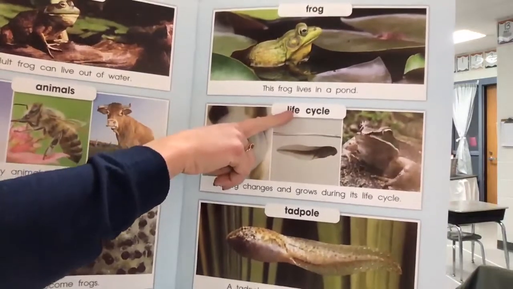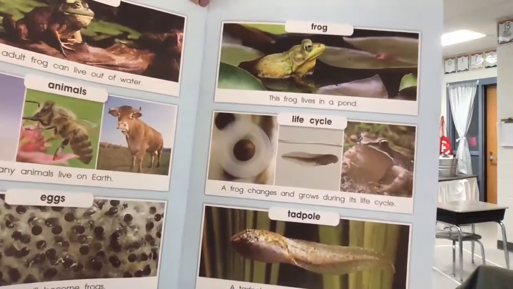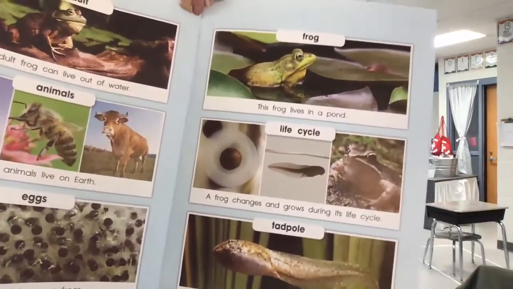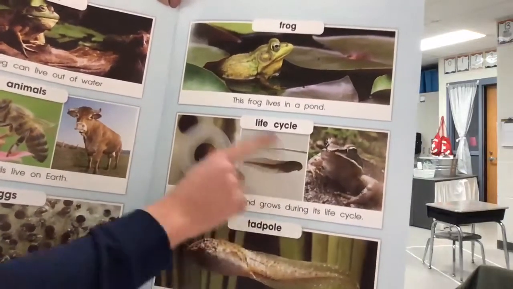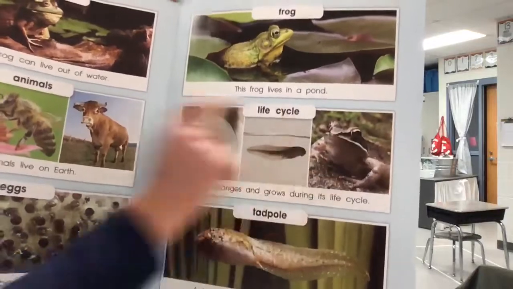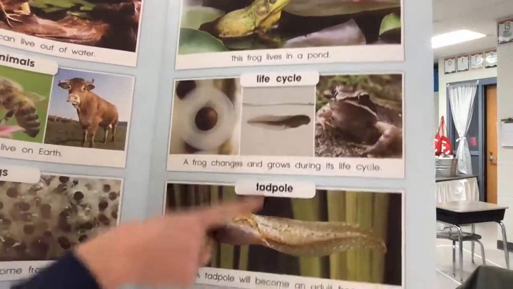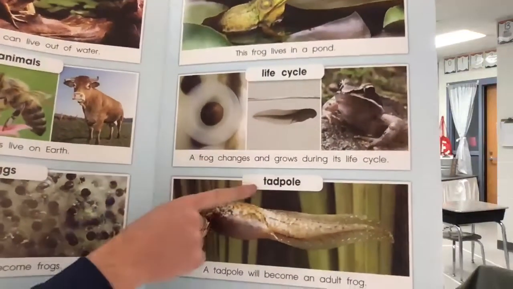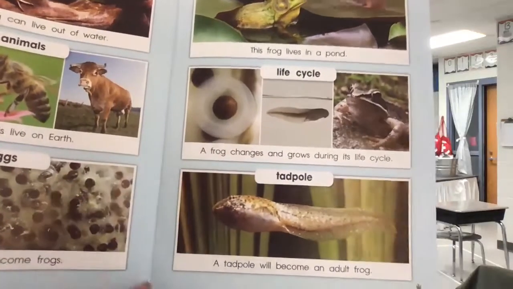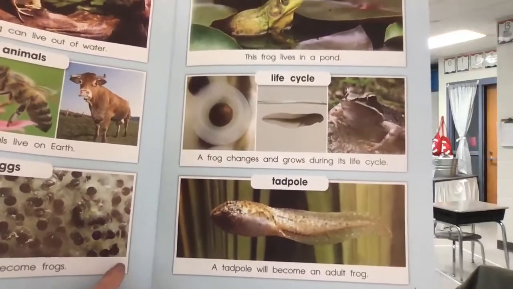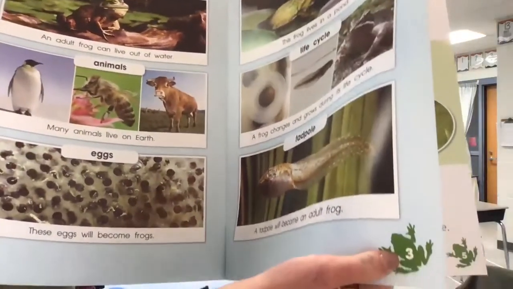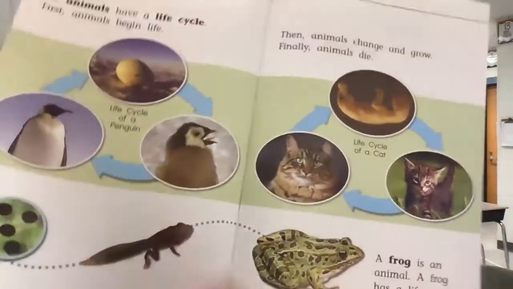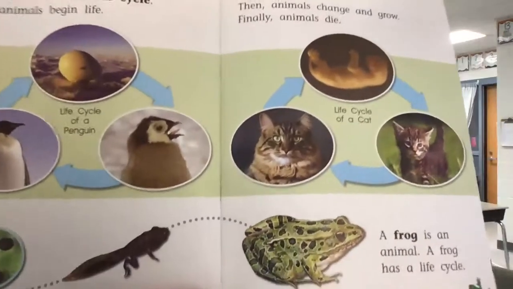These two words say life cycle. A frog changes and grows during its life cycle. So we see it's an egg, and then we're going to learn this vocabulary word, and then we see a frog. Ooh, and here's this vocabulary word right here. This is called a tadpole. A tadpole will become an adult frog. So it's just a little baby frog. So I'm going to turn from page 3 on our words to know to pages 4 and 5.